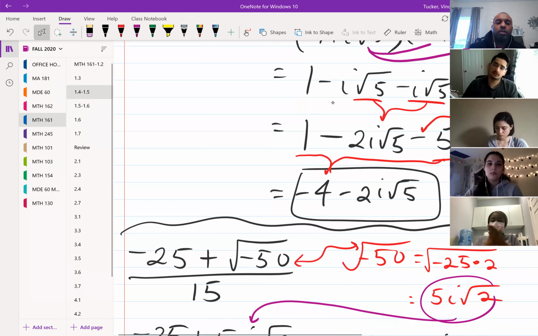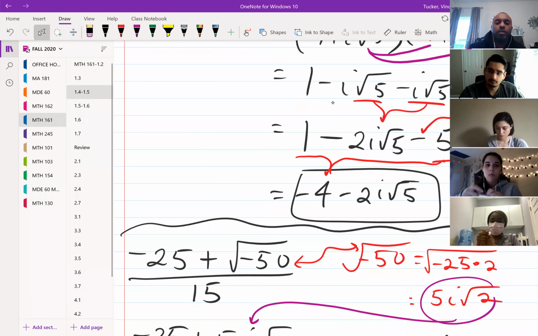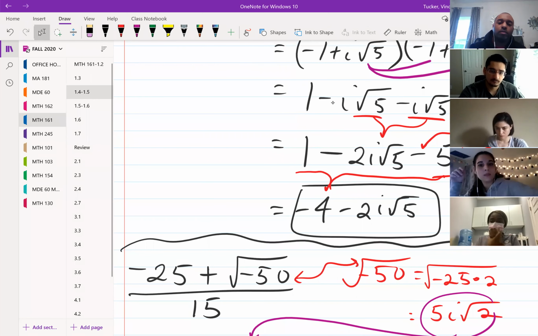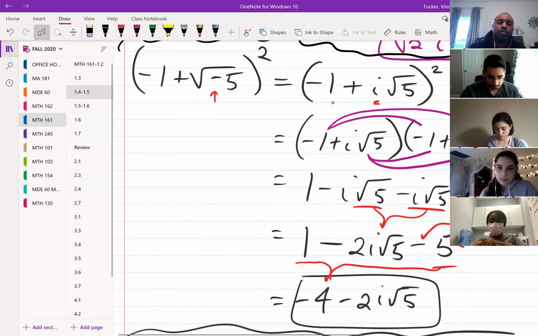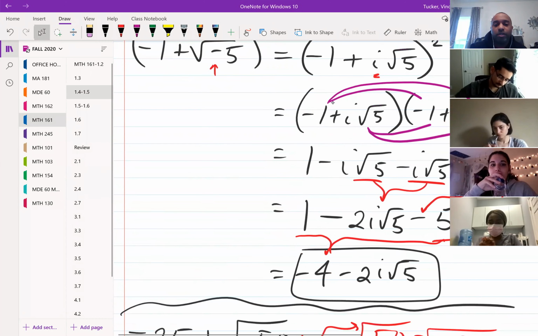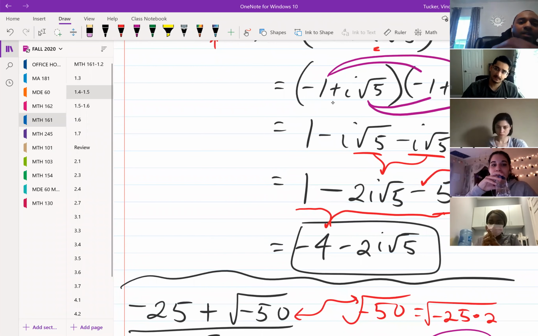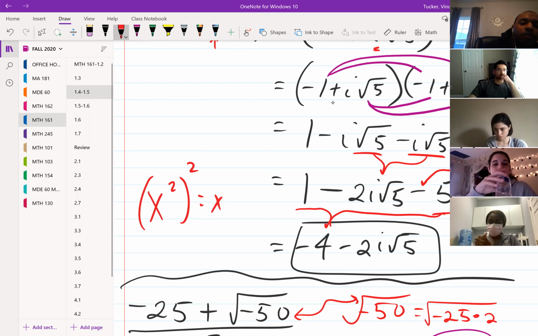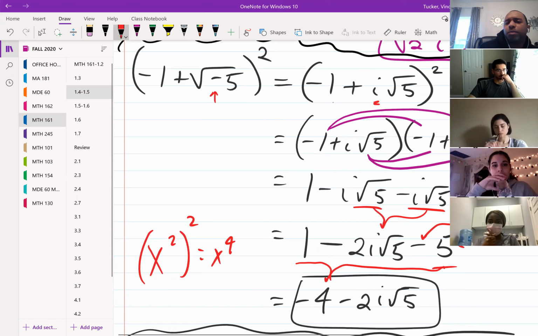Professor Tucker, yes, sir. I got a question. Can you square a square? Yep, a square to the square. X squared squared is x to the 4. Could you do that for the problem? How so? What do you mean?